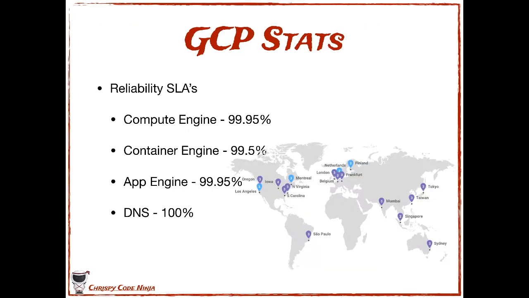For some of the GCP stats and reliability service level agreements, you can see the listing of some of the different services here. All of them obviously have very, very high uptime SLAs. The one that I'll call out, because I think it's fairly unique for any service across any cloud provider, is that DNS has an SLA of 100%.